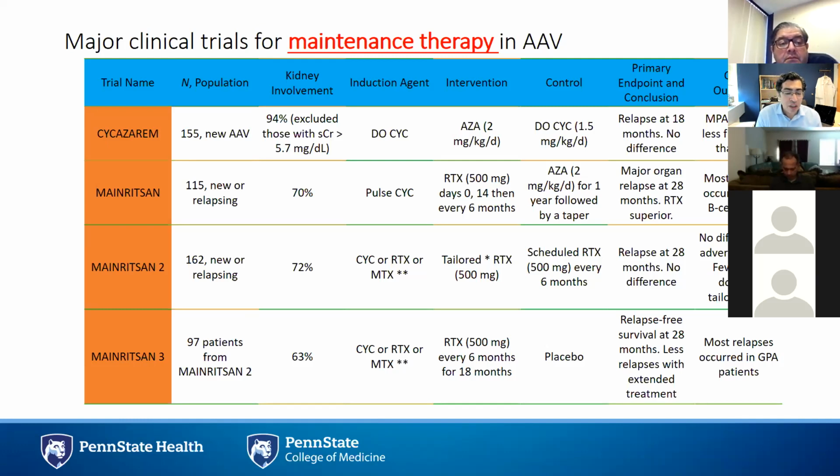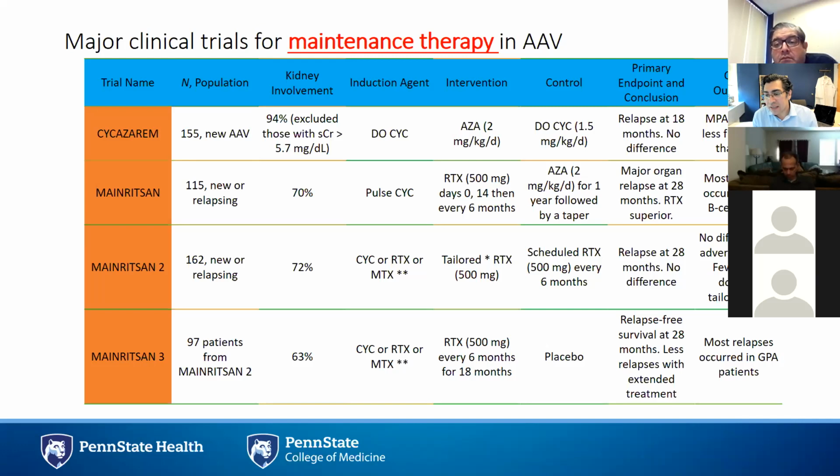So then they went on to this third MAINRITSAN trial with 97 patients from the MAINRITSAN 2 trial. They had the same induction agent, and then these patients got rituximab 500 milligram every 6 months for 18 months, versus placebo, so nothing.